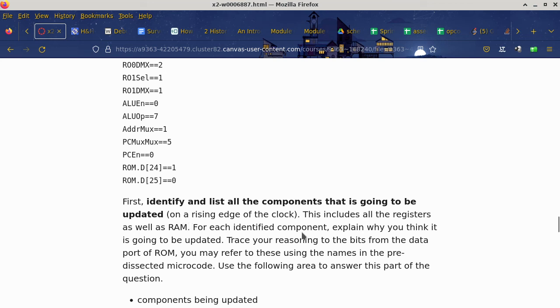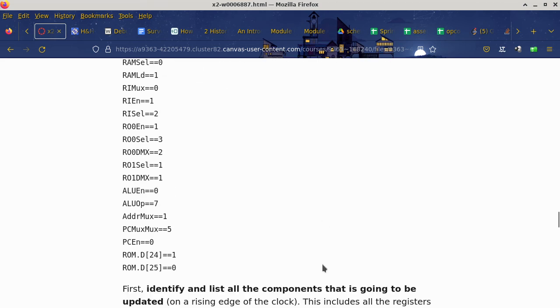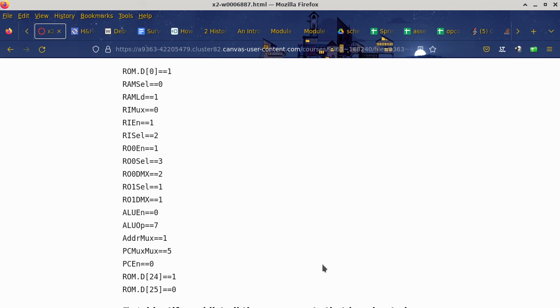For each identified component, explain why you think it is going to be updated. Trace your reasoning to the bits from the data port of ROM. You may refer to these using the names of the pre-dissected microcode, which are the names of the tunnels of the diagram of the circuit. Use the following area to answer this part of the question. So what components are getting updated? So we're going to look at all of these things. Wait, so I'm sorry, when you say pre-dissected microcode, hmm? When you say pre-dissected microcode.